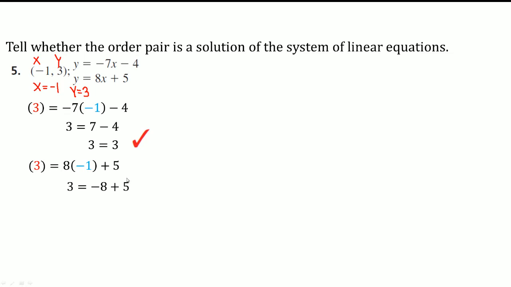Okay, plug it in. Here's what it looks like when it's plugged in. 8 times negative 1 is negative 8. Negative 8 plus 3 becomes negative 5. Negative 5 does not equal 3, so this should be a not equal. So we would say (negative 1, 3) is not a solution to this system. Why? It satisfies the first equation, but does not satisfy the second equation.